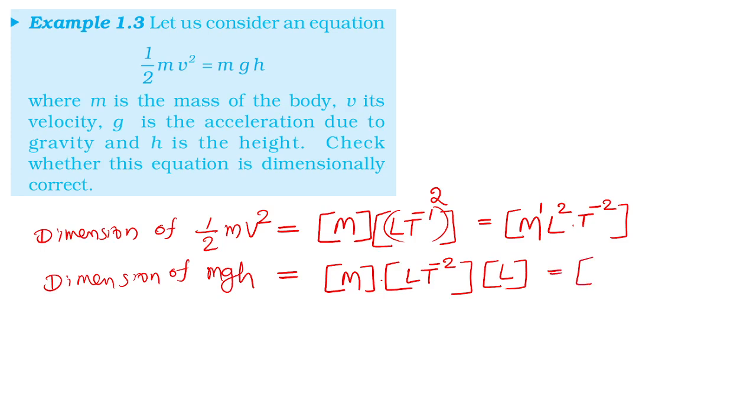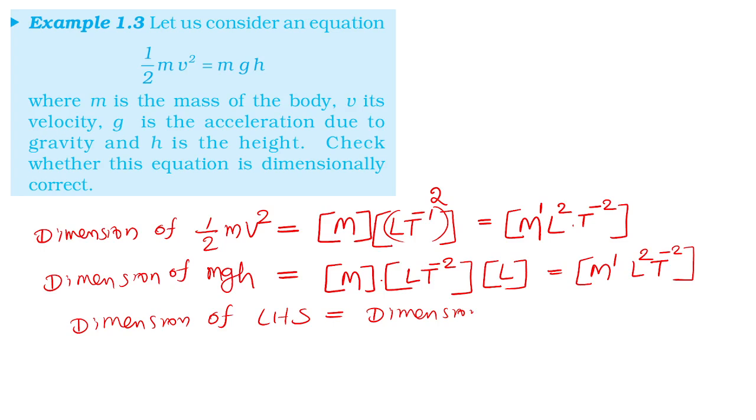So M into L T raised to minus 2, into L. L into L, what is this? L square. T raised to minus 2. So the dimension of LHS is the same as the dimension of RHS. So the given equation is dimensionally correct. You may write that, okay? That given equation is dimensionally correct. So you please write down, and if you have any doubt, please ask.